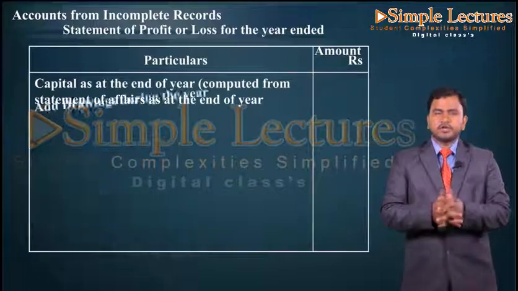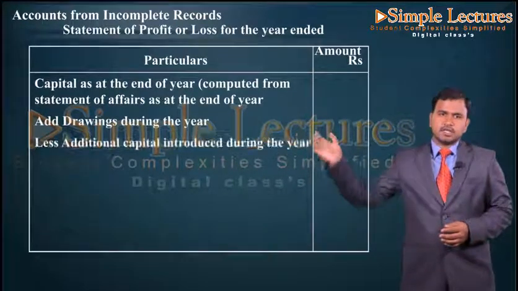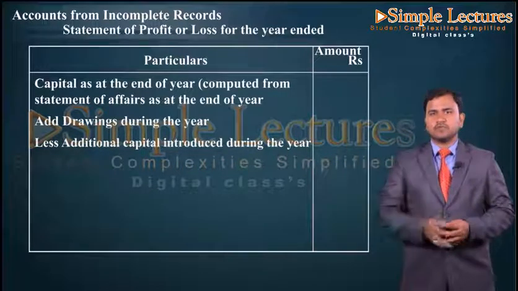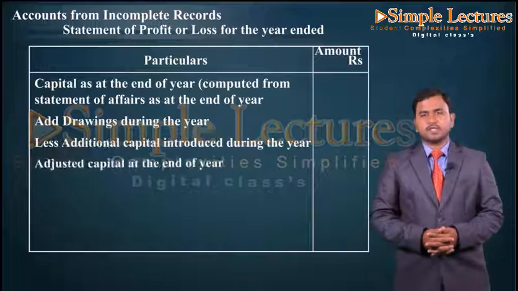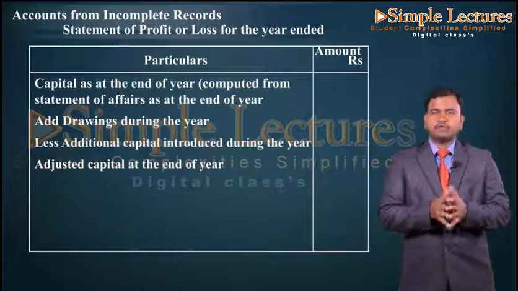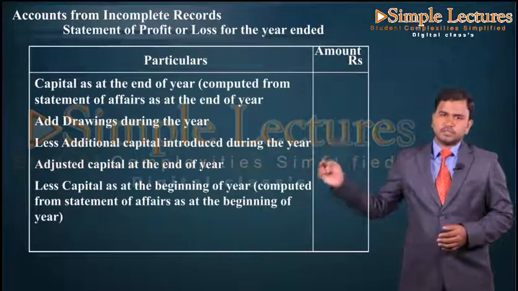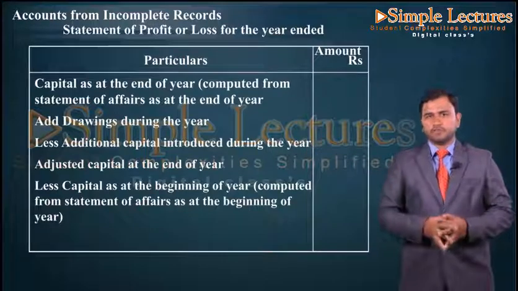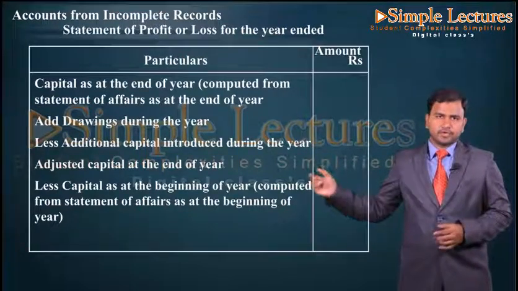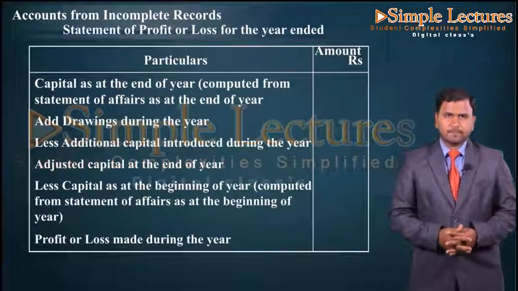Then we add drawings during the year, then we deduct additional capital introduced during the year, and the total we get is the adjusted capital as at the end of the year. Then we deduct capital as at the beginning of the year, which is computed from the statement of affairs as at the beginning of the year, and the difference we get will be the profit or loss made during the year.